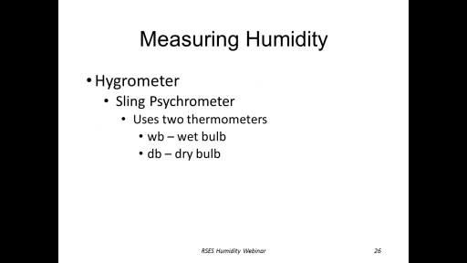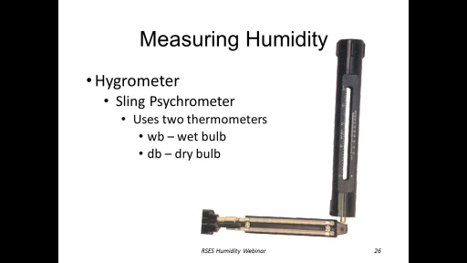The sling psychrometer is another type of hygrometer, and it uses two thermometers, the wet and the dry bulb sensing element. The nice thing about a sling psychrometer is there's no calibration, no electronics to worry about getting out of calibration. And this is a look at a typical sling psychrometer. It happens to be the one that I carry in my briefcase.